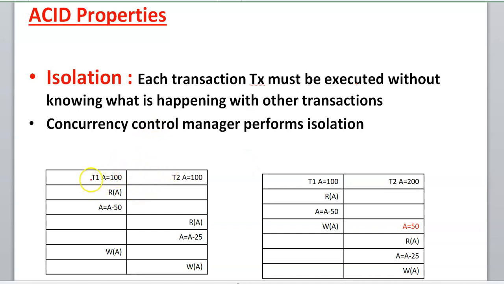Now consider there are two transactions T1 and T2, both operating on the same data item A, and initially both are reading A to be 100. Okay. Now first T1 is starting its execution and it's performing the read operation on A. Next, A has been deducted with rupees 50. Now two operations are performed in T1. In the meantime, what happens?